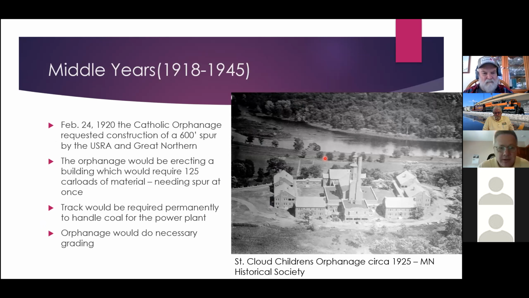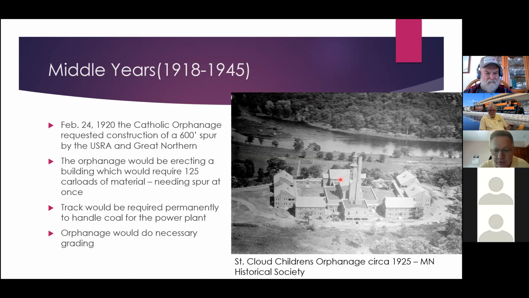Then in 1920, the Catholic Orphanage requested a 600-foot spur. At this point, they're always under USRA control, so the letters and even the AFE forms were USRA and GN together. They're planning on building a large orphanage, which would require 125 carloads of material, so of course they wanted the spur at once. They also said that the track would be required permanently to handle coal for the power plant, and the orphanage agreed to do the necessary grading.